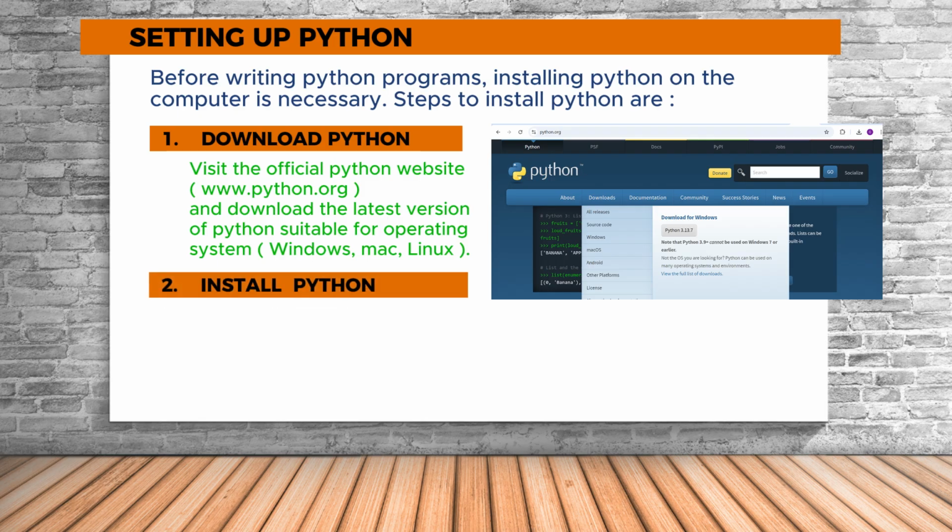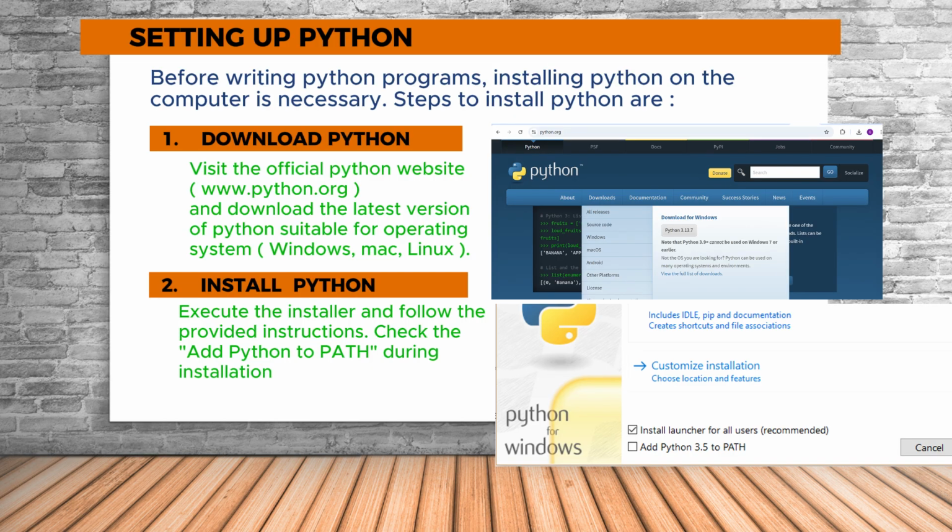Step 2. Install Python. Execute the installer and follow the provided instructions. Check the box Add Python to Path during installation. This allows Python to run from the command line.